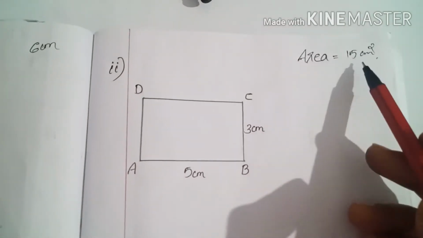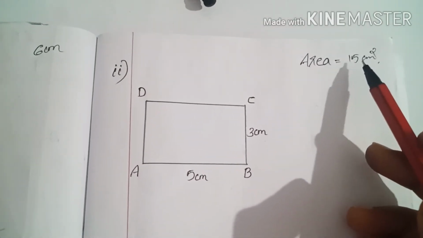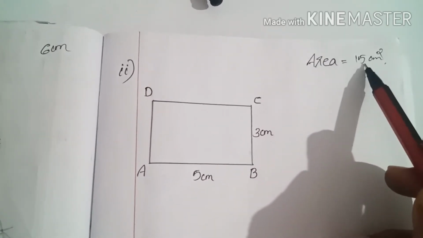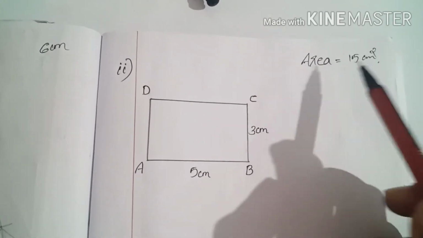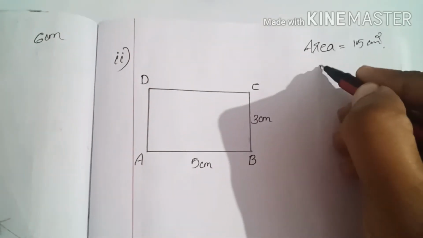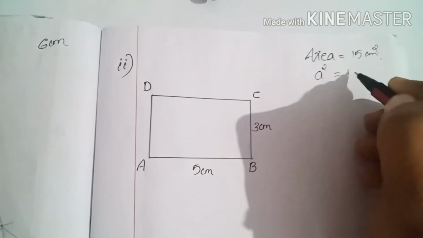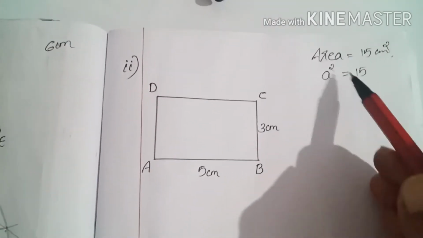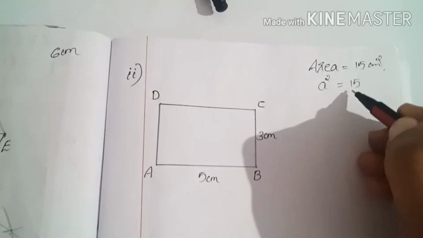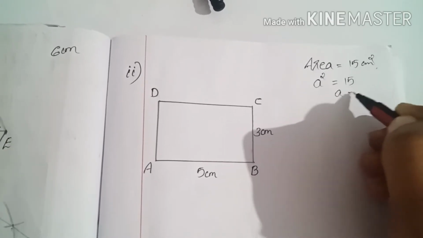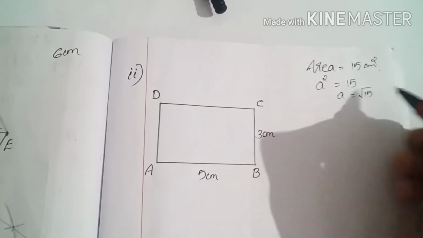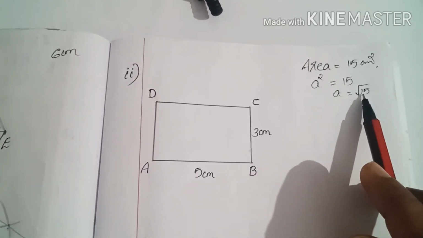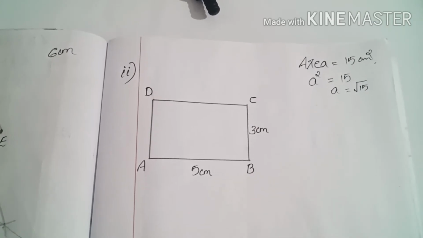Area of a square is a squared, so a squared must be 15. That means the side will be root 15. One side must be root 15. But to draw root 15, it is not possible using a scale.